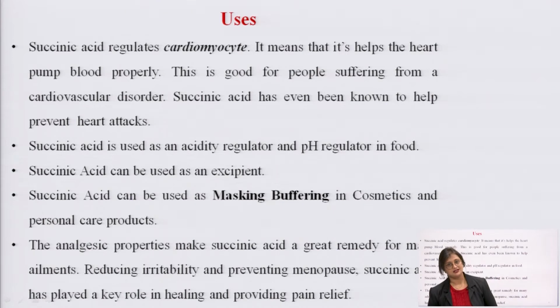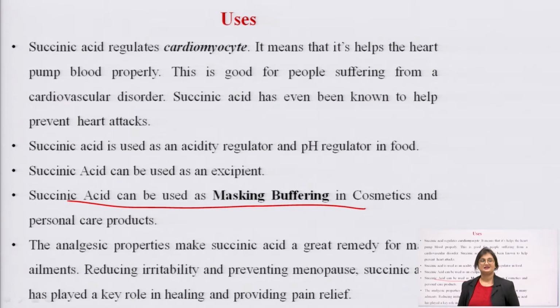Next, succinic acid is used as an acidity regulator and as a pH regulator in the food industry. So, apart from its medicinal use, succinic acid is also used as a pH regulator and acidity regulator in the food industry. Succinic acid can be used as a masking or buffering agent in cosmetics and personal care products.